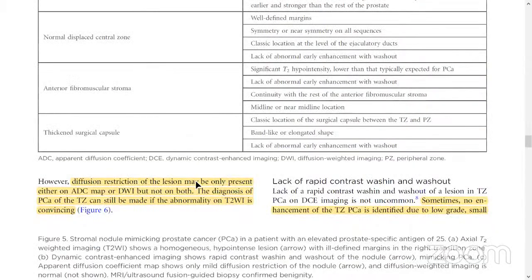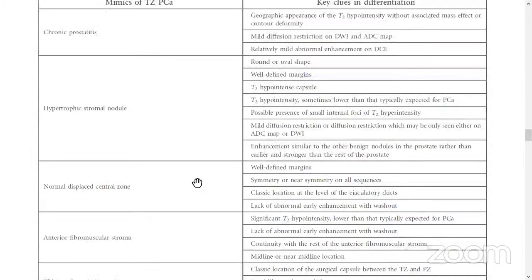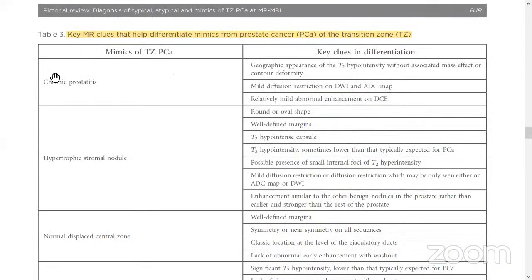Then a very good table which they have given, which is about the mimics. So chronic prostatitis can mimic your tumors, but they will have a geographic appearance. They will have mild restricted diffusion, means usually we see the ADC values are in the range of 900 to 1100, which are not significant. They are borderline values. Still, if you are not confident, you can keep it at PIRADS 3.